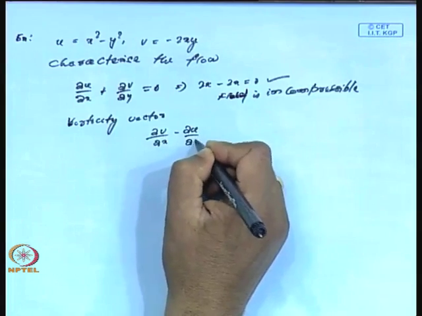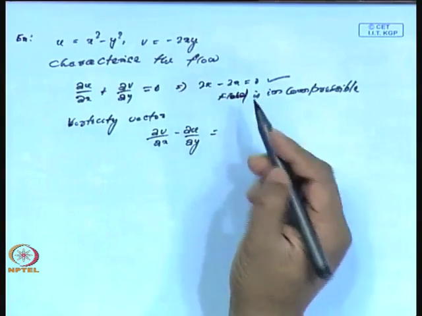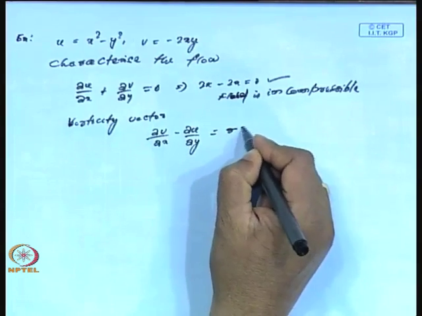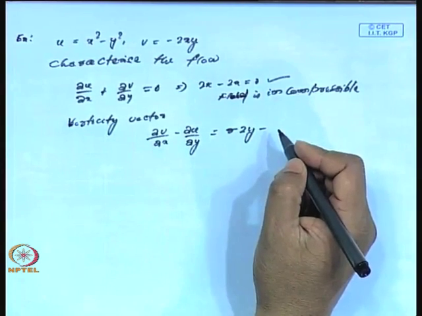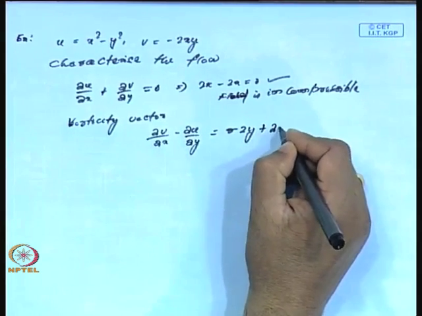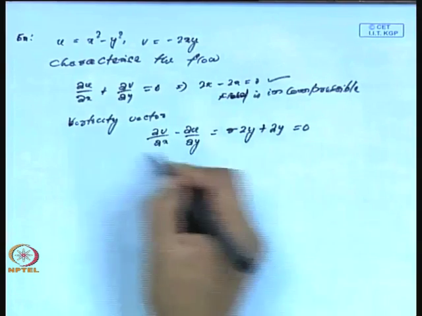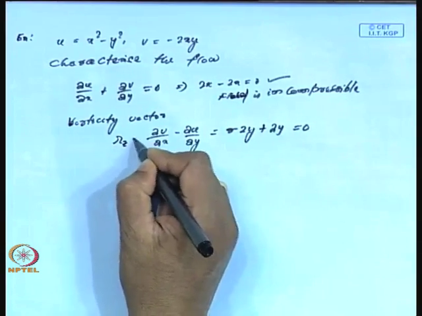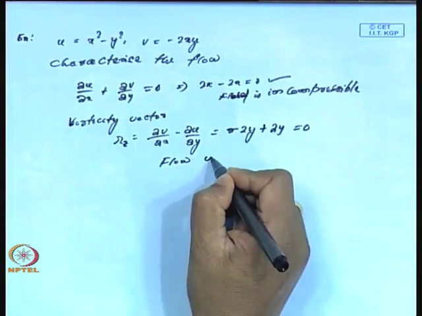If you look at the vorticity vector, omega z is del v by del x minus del u by del y. This is equal to del v by del x, which is minus 2y, minus del u by del y. So this is minus minus plus 2y, and this is 0. So that means omega z is 0, which says that the flow is irrotational.